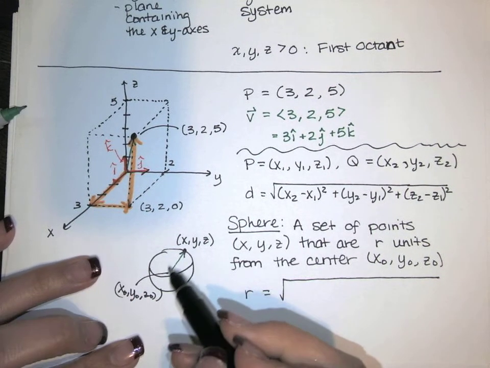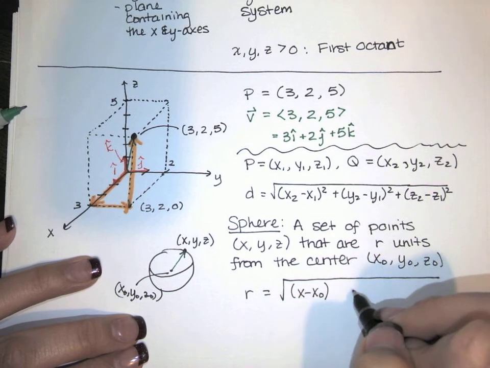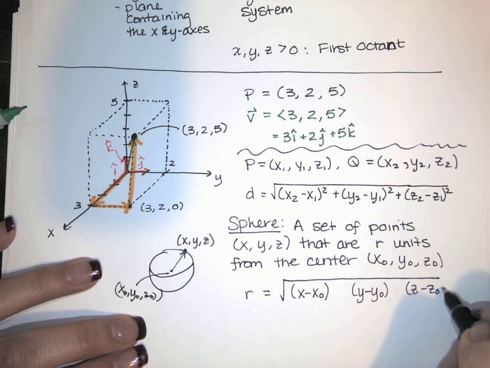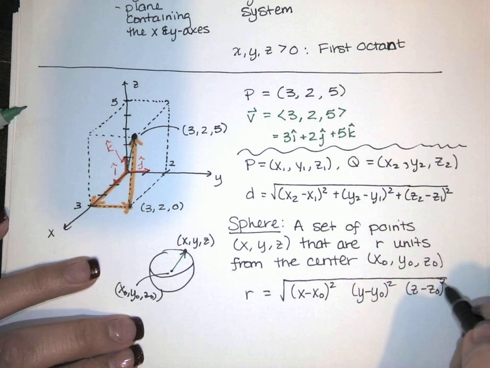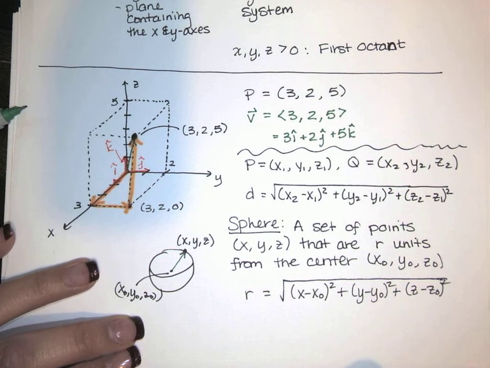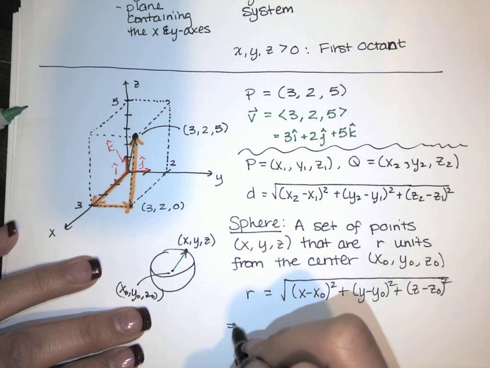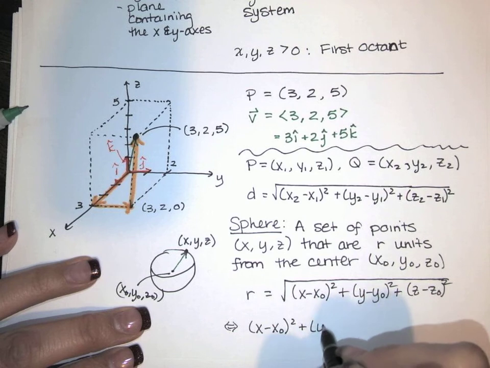And so I take the vector, which has components x minus x naught, y minus y naught, and z minus z naught. I square them, add them, and take the square root. Now square both sides and write it a little differently, and you've got the equation of a sphere in standard form.